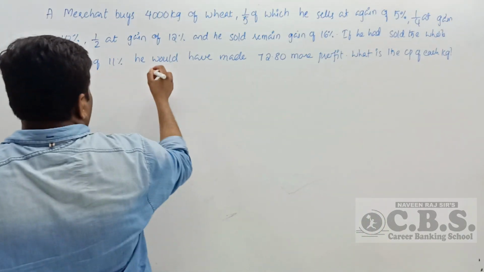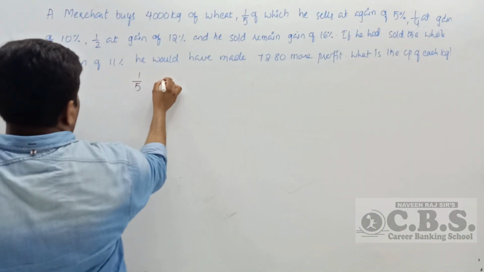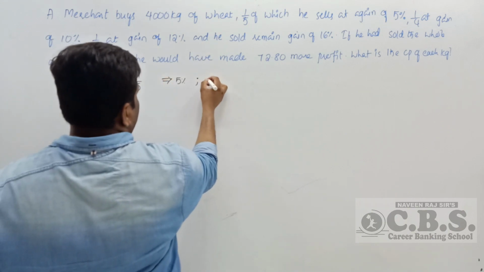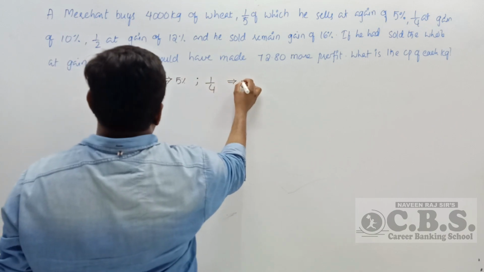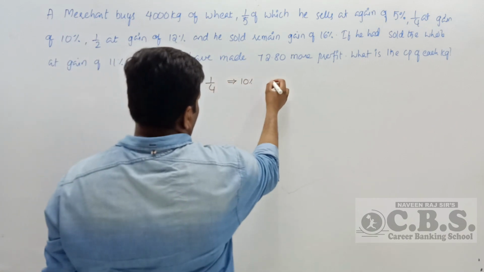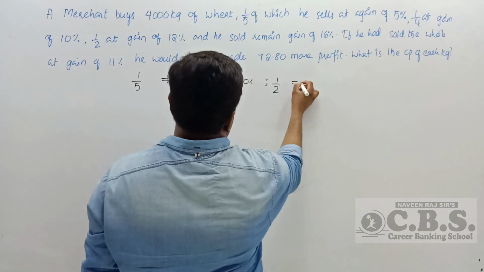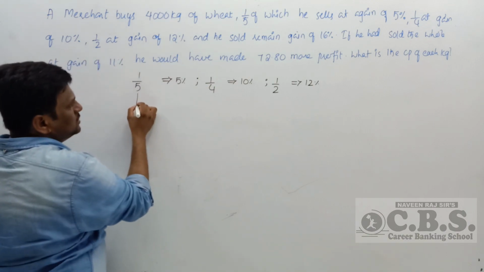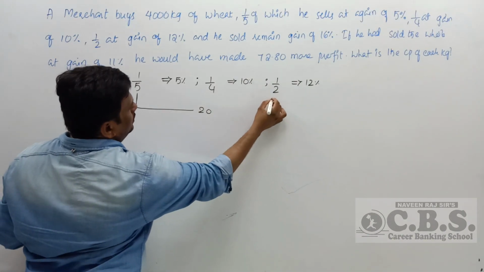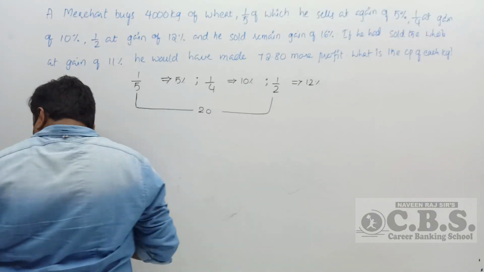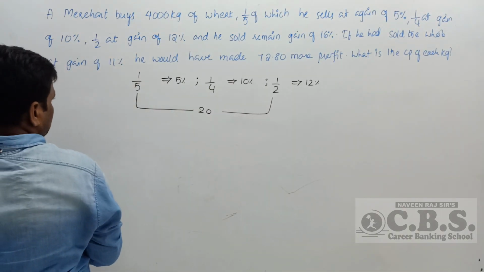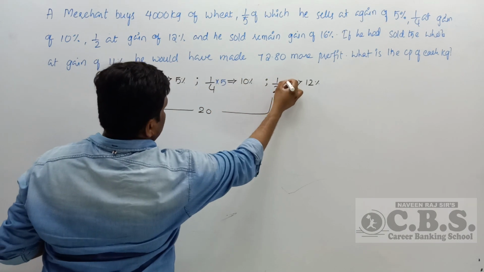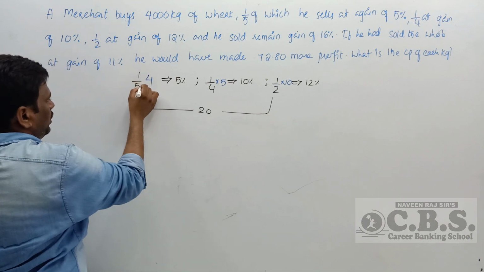Okay, what is the first denominator? It is 1/5. 1/5 is sold at how much profit? A 5% profit. And the next fraction is 1/4, at what percent profit? A 10% profit. What is the next fraction? 1/2. What percent profit? 12% profit. Okay, now you can find the LCM of all these numbers. What is the LCM? It is 20. So 5 how many times to get 20? It is 4 times. And 4 is 5 times, and 2 is how many times? It is 10 times.